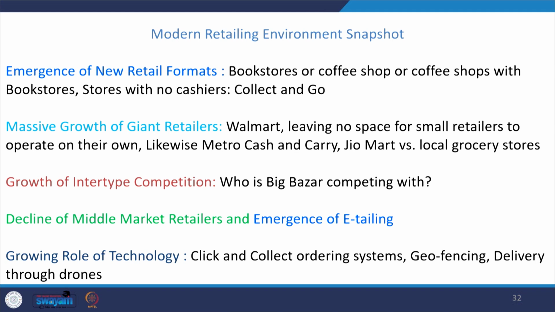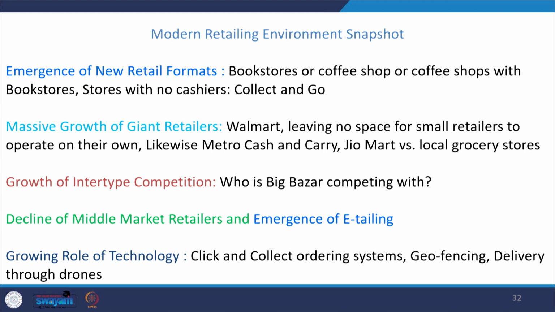And this slide presents the modern retailing environment snapshot, which is all about the emergence of new retail formats. You might see bookstores or coffee shops or a combination of both. We have also seen some videos on stores which don't have any cashiers, right? So this is one of the facets of new retailing formats.